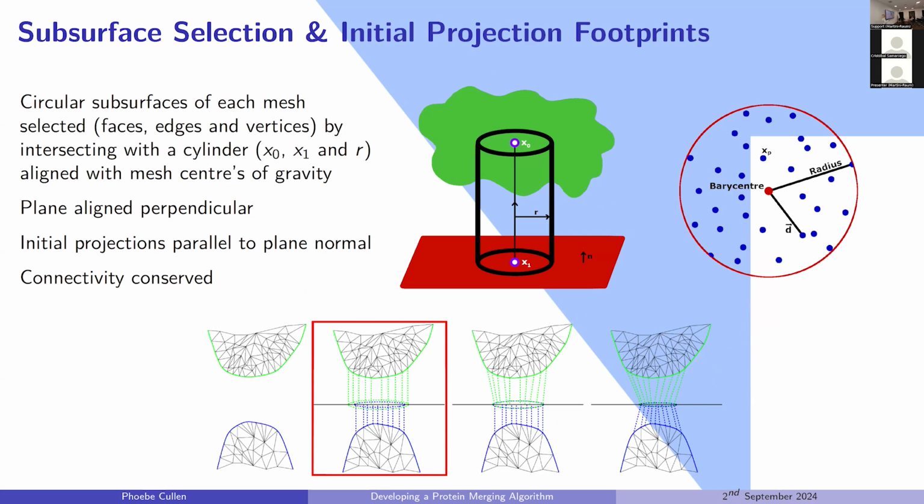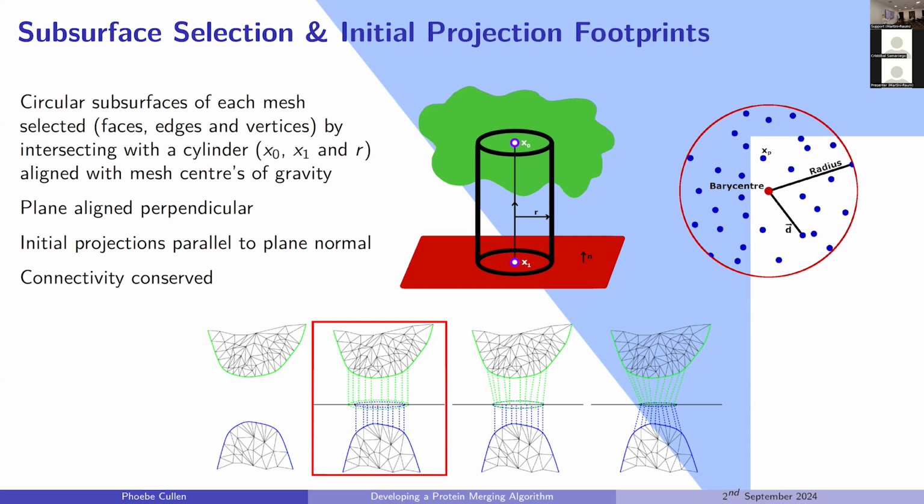So the surfaces are actually selected using cylinders. So we're selecting a circular surface. These cylinders are aligned using the centers of gravities of the two meshes and the midpoint of these two meshes, or the two centers of gravities, sorry. This is used to cut through the boundary mesh, so then you can select the faces and vertices on that.